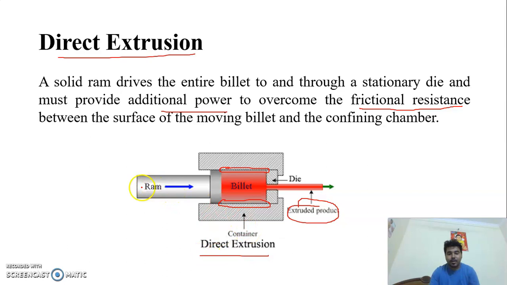In this, the ram direction and the flow direction are both the same. Therefore, it is called direct extrusion. In direct extrusion, there is a problem of friction resistance, so we have to give additional power in direct extrusion.